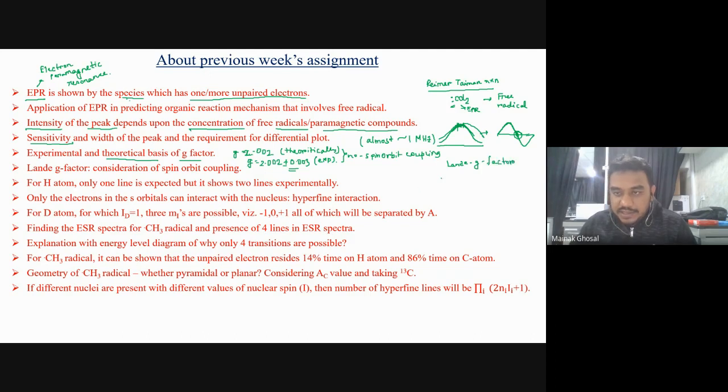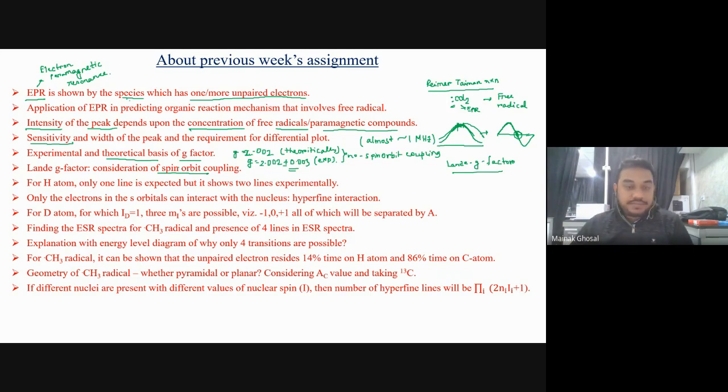What is the Landé g factor? This is a given formula. I have discussed that in the previous live session: what the Landé g factor is and how it varies. Then what I have told you is written here. If you consider spin-orbit coupling, then your normal g factor will not be there.